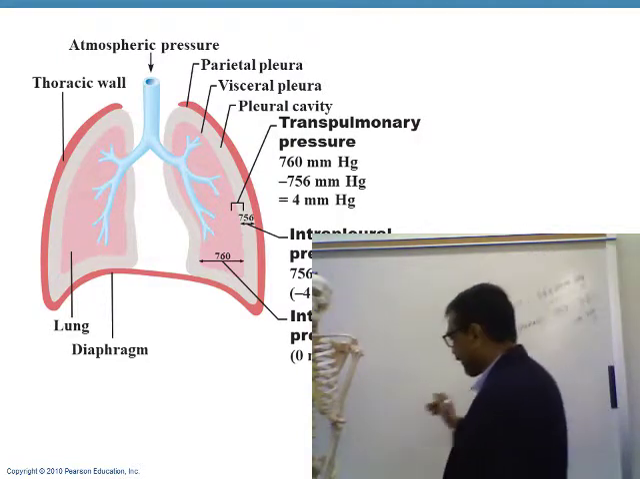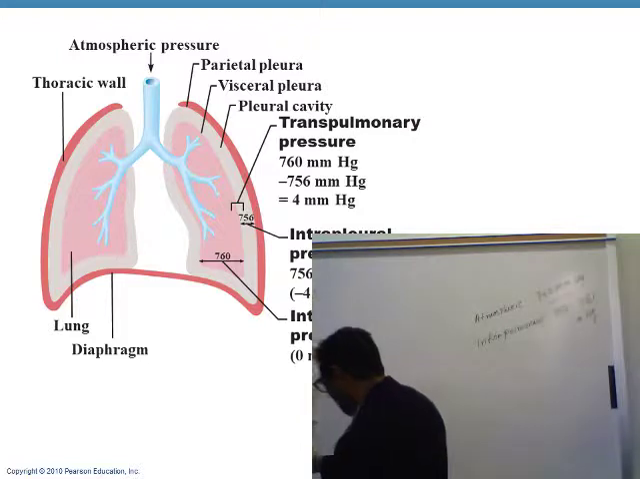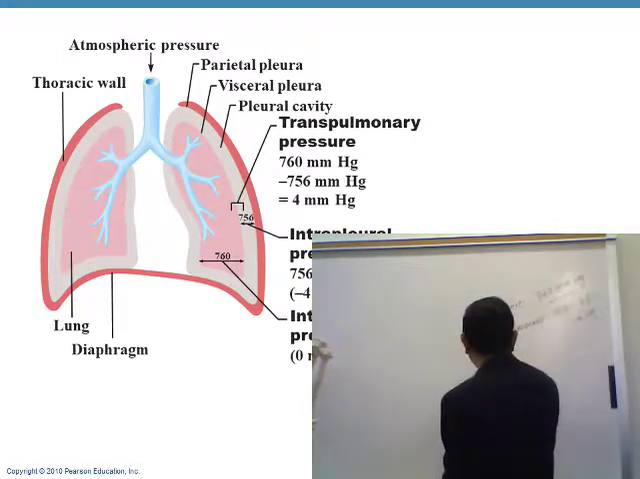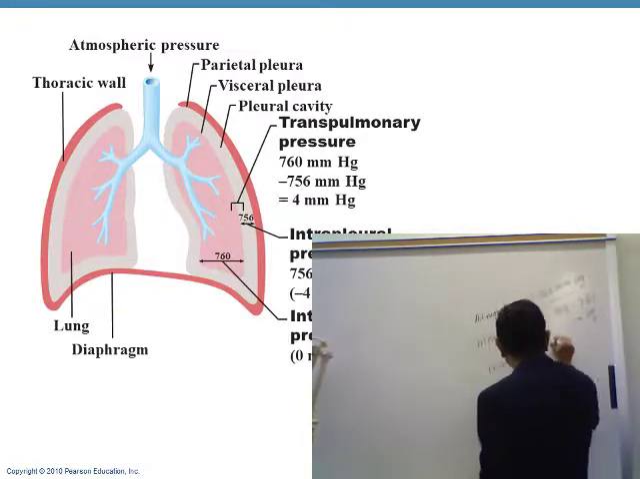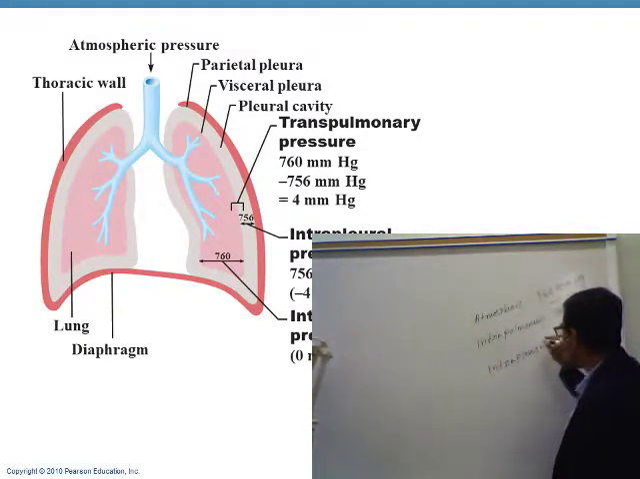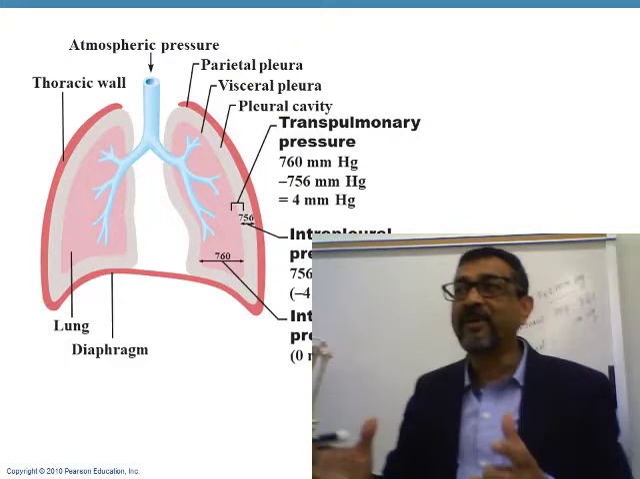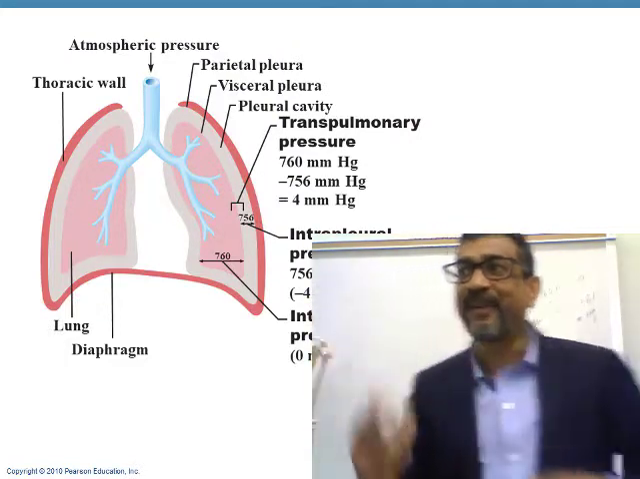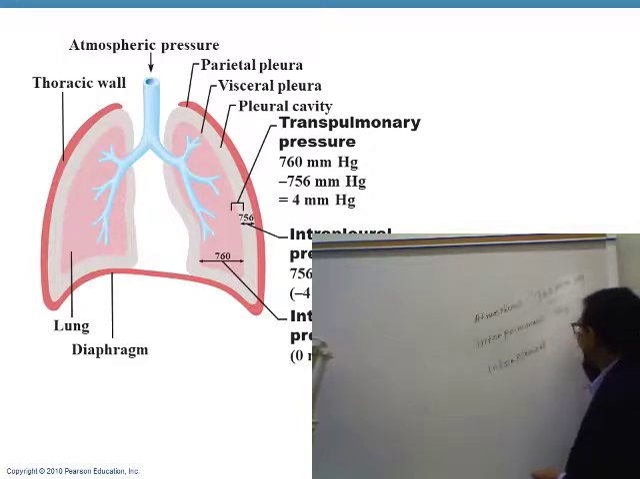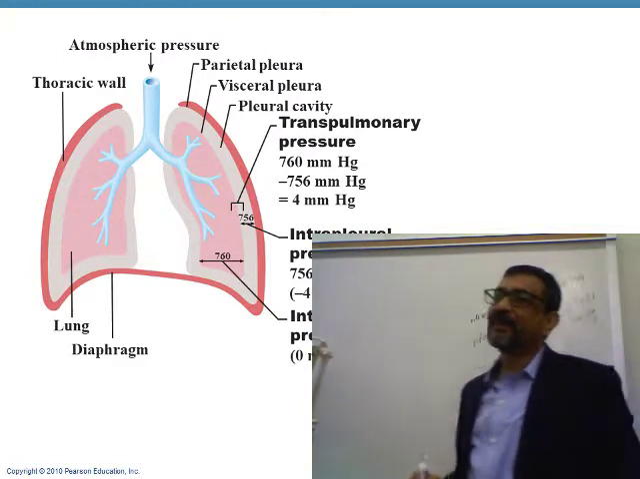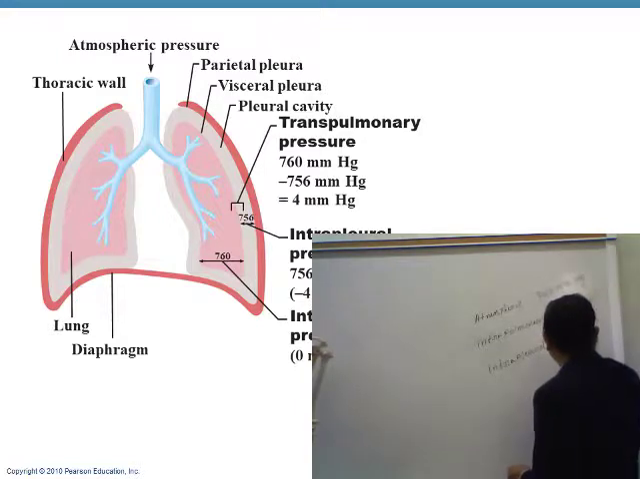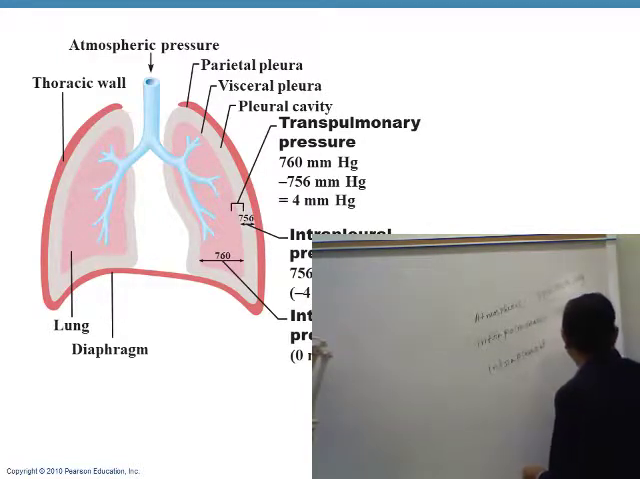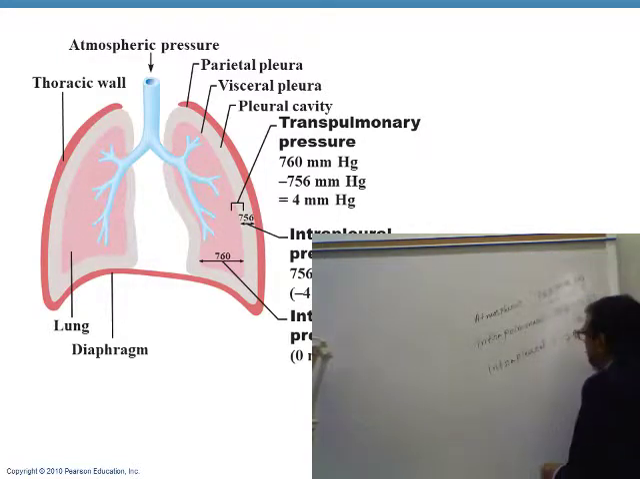Now there is another pressure which is also very important, that is called intrapleural pressure. That means inside the pleural cavity between parietal and visceral layers. That pressure is 756 millimeter of mercury. What is that pressure?